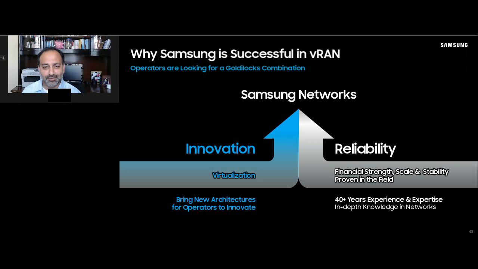Operators are running a very large, very complex network for hundreds of millions of users in many cases, and they need to know that their suppliers have stability across a number of different areas, right? Stability in their ability to invest over time, stability in their ability to be here and be financially strong for generations to come. That's all very critical, and that combination is really what differentiates Samsung. We are bringing the latest, greatest innovation to our customers, and we're doing it behind a broader organization that's not going anywhere.